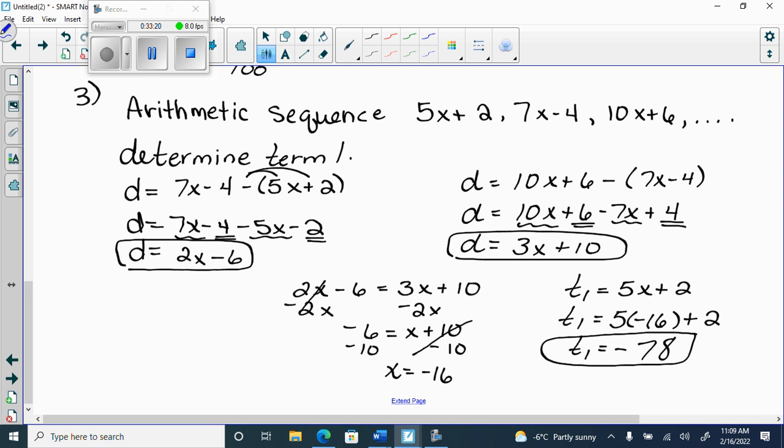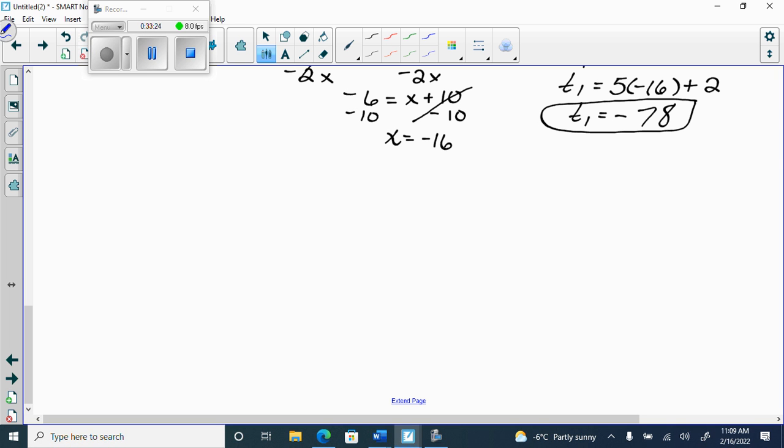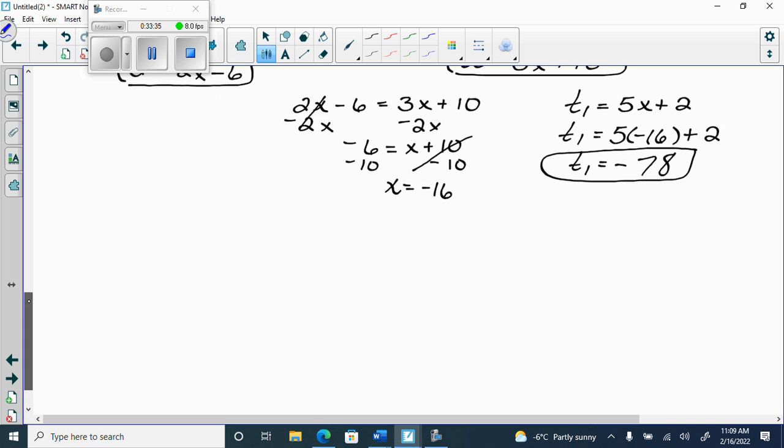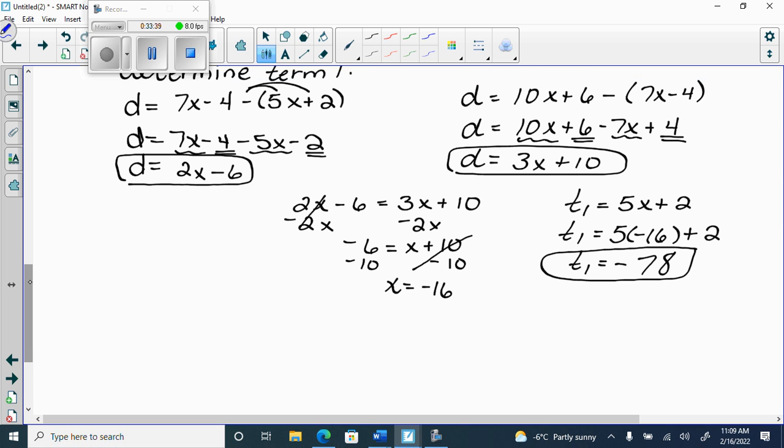Okay, number 4, given 1/4, comma, negative 1/12, negative 5/12. Determine the value of D.